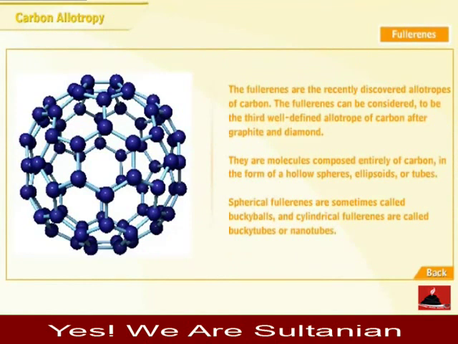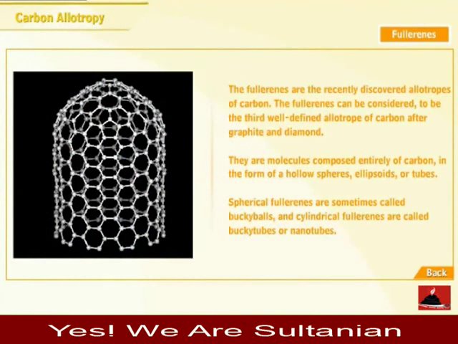The fullerenes are the recently discovered allotropes of carbon. The fullerenes can be considered to be the third well-defined allotrope of carbon after graphite and diamond. They are molecules composed entirely of carbon in the form of hollow spheres, ellipsoids, or tubes. Spherical fullerenes are sometimes called buckyballs, and cylindrical fullerenes are called buckytubes or nanotubes. The fullerenes promise to have synthetic, pharmaceutical, and industrial applications.